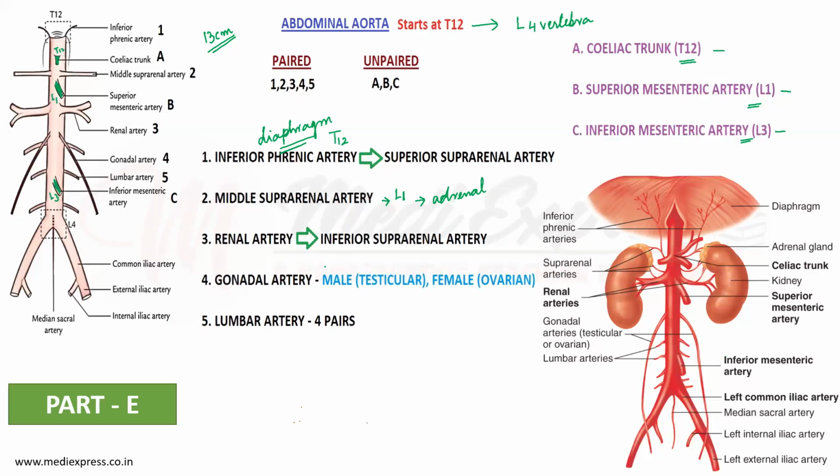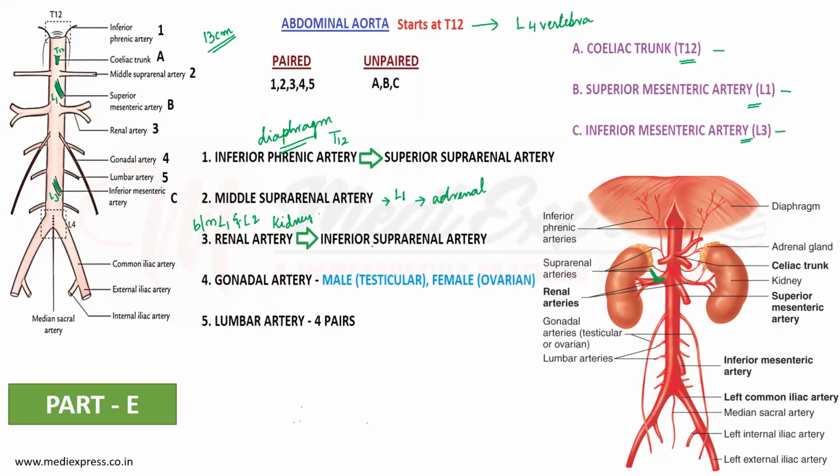So next one is the renal artery. This one starts in between the level of L1 and L2. And where does it supply? It supplies the kidney. Remember, inferior suprarenal artery is a branch of the renal artery. You can see over here, I already mentioned there's an inferior suprarenal artery. Where does it come from? It comes from the renal artery.